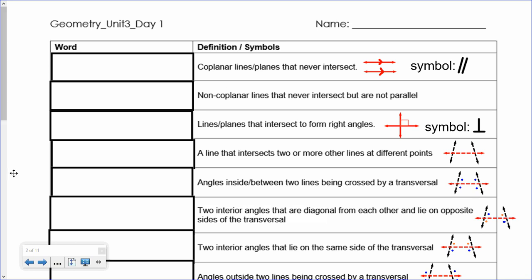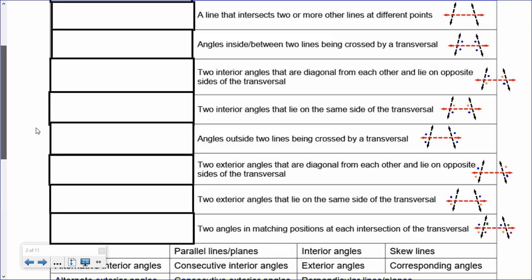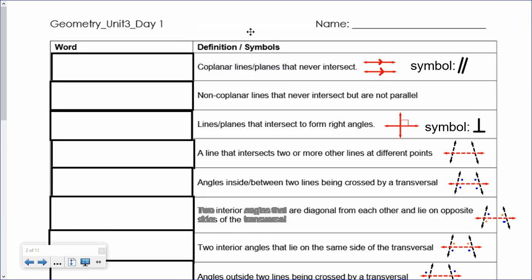So you have your words down here in the word box, and then we're just going to be matching them to the definitions. So our first definition would be coplanar lines or planes that never intersect. So let's break this down a little. Coplanar means that they're in the same plane, so that's only referring to the lines. So we have lines that are in the same plane, or two planes themselves, that will never intersect. That means that they never touch.